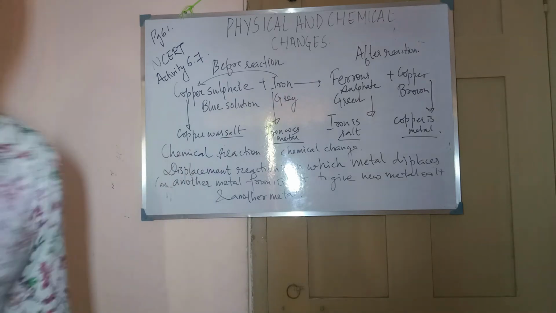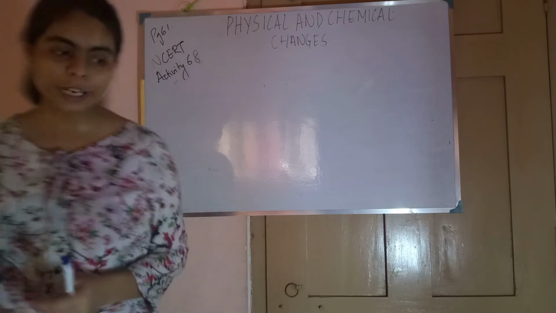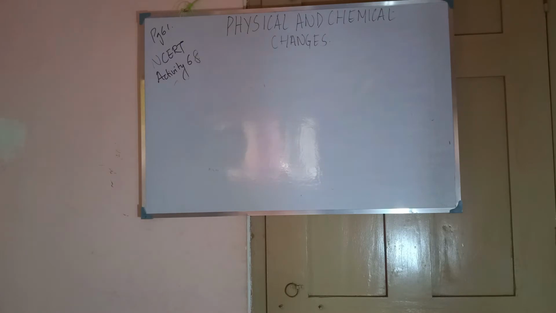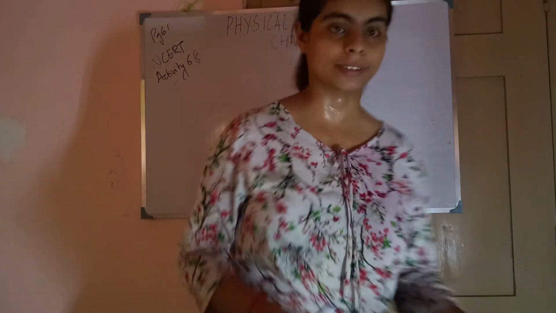Now we will discuss the next activity. Now comes activity 8. It says to take about a teaspoonful of vinegar in a test tube and add a pinch of baking soda to it, and you should hear a hissing sound and see bubbles of gas. Then pass this gas through freshly prepared lime water.